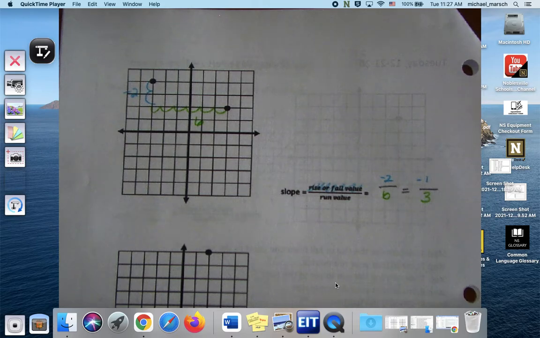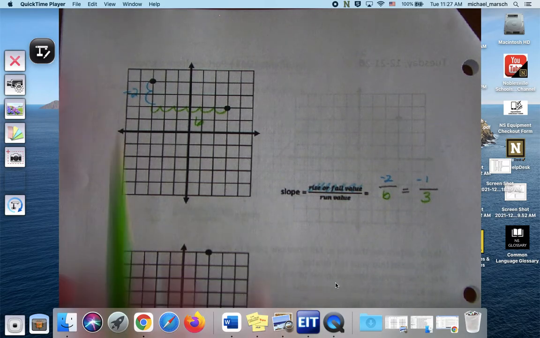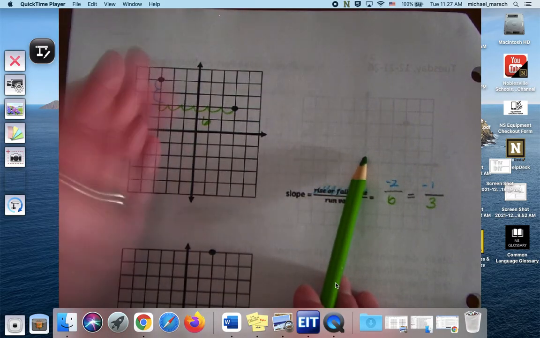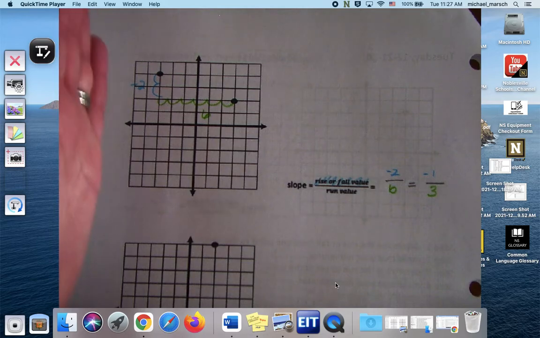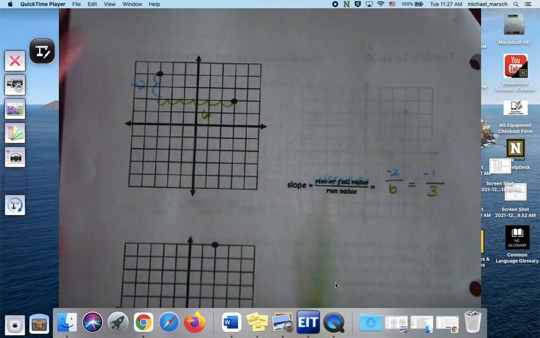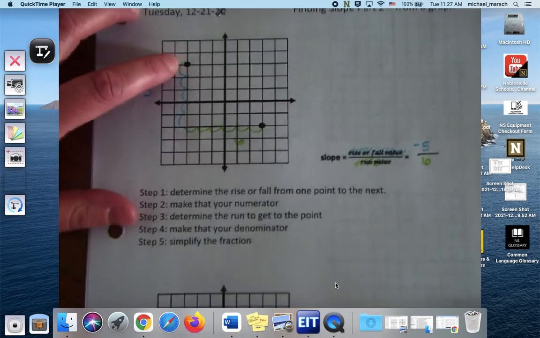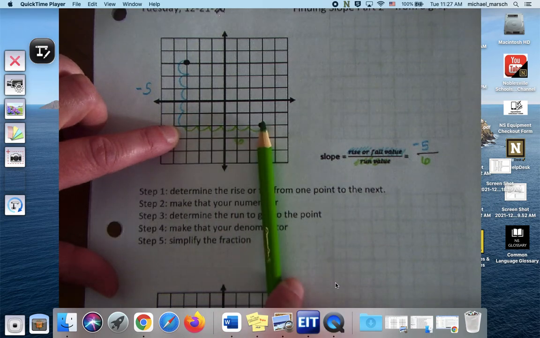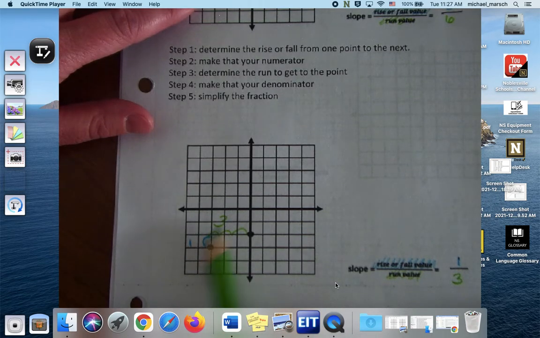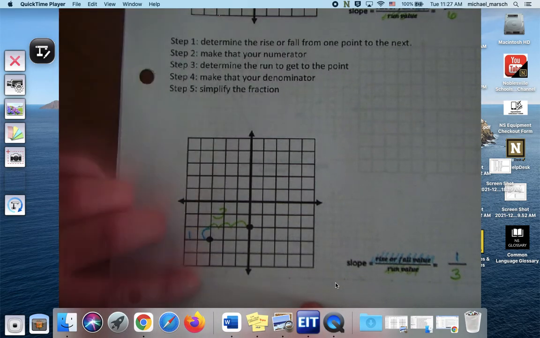So how would you know which one you're supposed to start on? Are you always just going to start on the farthest left point? The left one. So the furthest left point, you rise or fall, and then you're always going to run to the right. So what we did on the other page, the point furthest to the left, I had to fall to get down to be on the same line, and then I ran. For this one, I went up, and then I ran. So you do rise or fall first, and then you run.